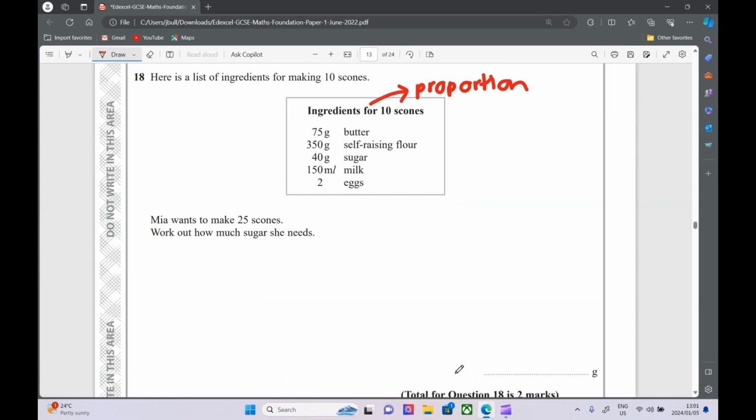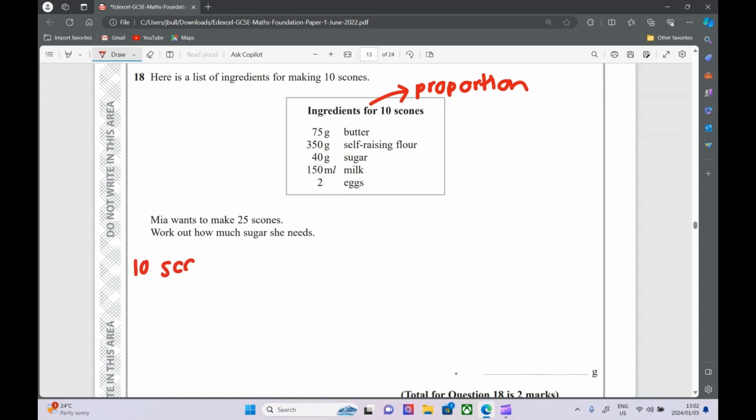Question 18 is a proportion question. So this would fall under ratio and proportion. The reason we know that is, as soon as we see ingredient lists or recipes, we know it's a proportion setting question. For proportion questions, usually how I would suggest we break it down is, here we have the ingredients for 10 scones, okay?